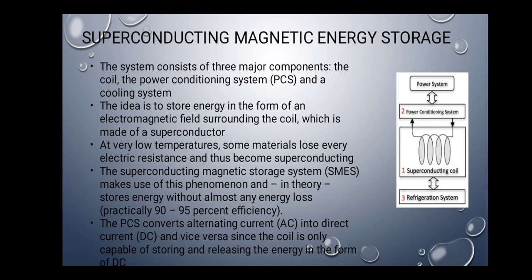The idea is to store energy in the form of an electromagnetic field surrounding the coil, which is made of superconductor. At a very low temperature, some materials lose all electric resistance and thus become superconducting. The superconducting magnetic energy storage system (SMES) makes use of this phenomenon and, in theory, stores energy almost without energy loss. The PCS converts alternating current into direct current and vice versa, since the coil is only capable of storing and releasing energy in the form of DC.